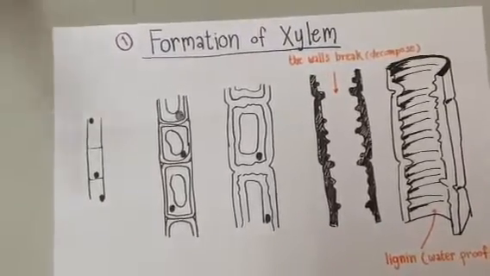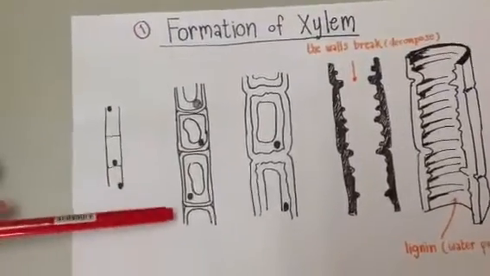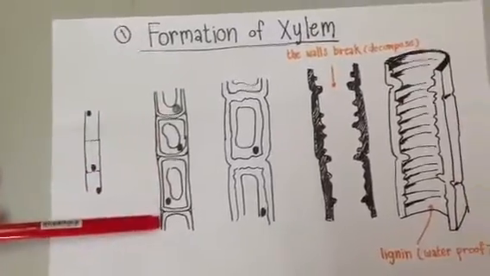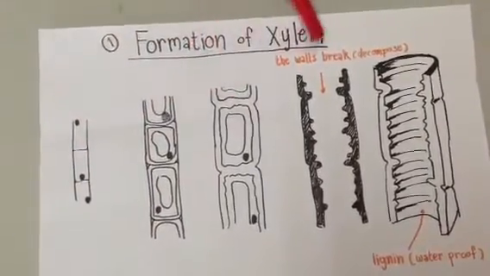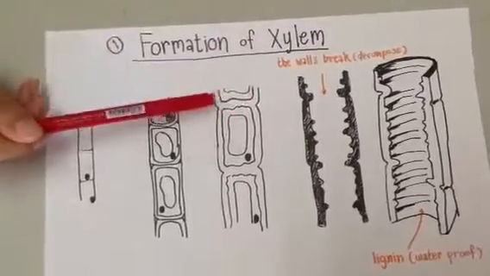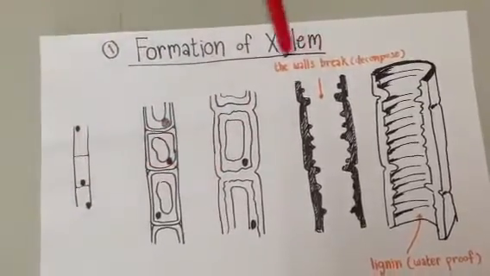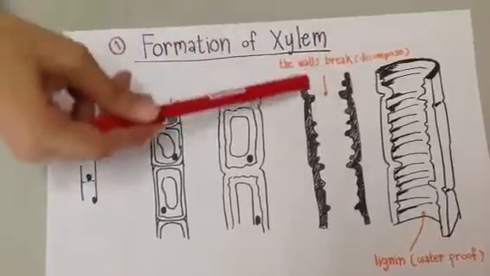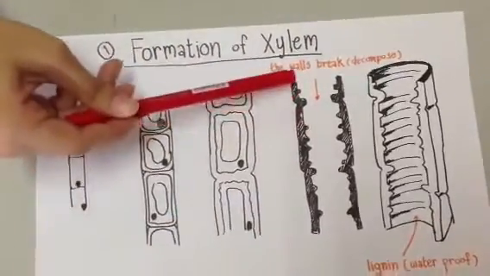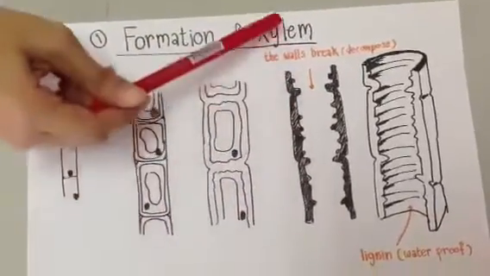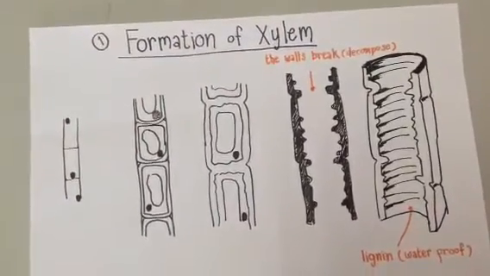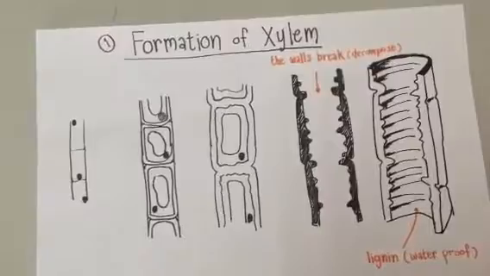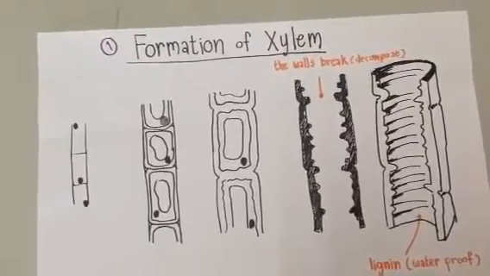So at first, the cells are lined up in a chain like this, overlapping each other, and soon the end of each cell decomposes, leaving a tube which allows waters to pass through easily. The function of xylem vessels is to transport water up the stem to the leaves.